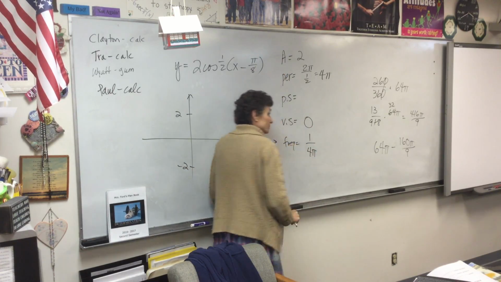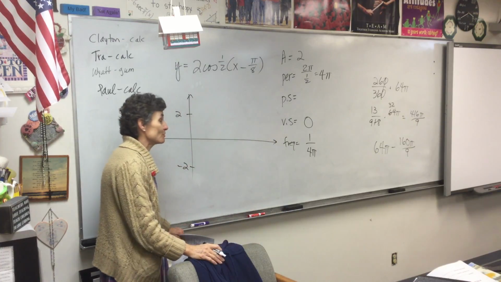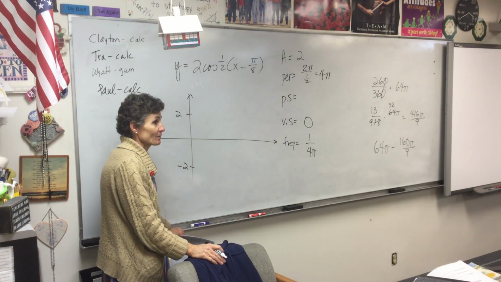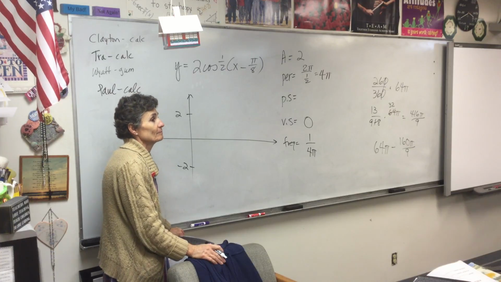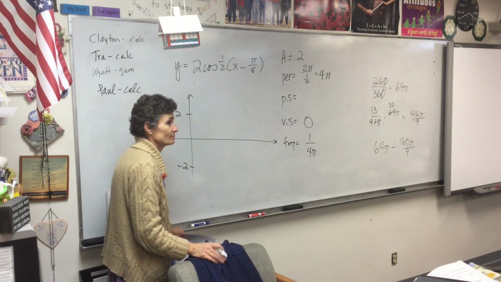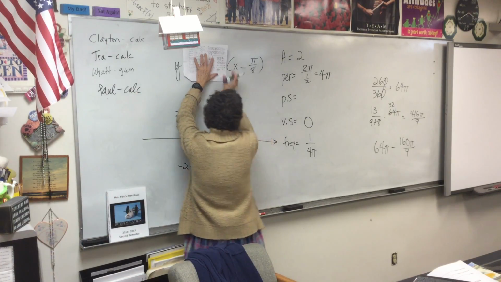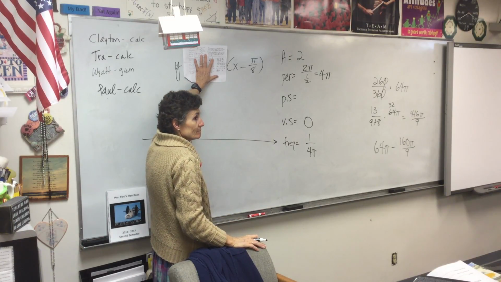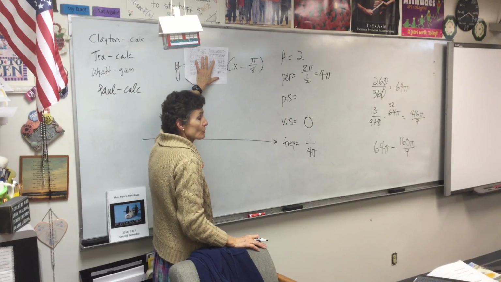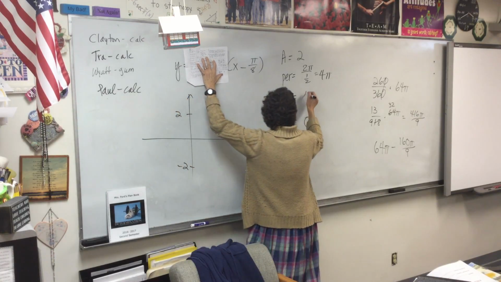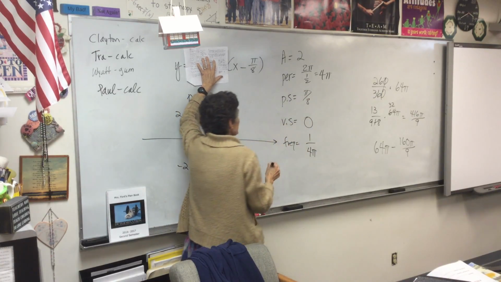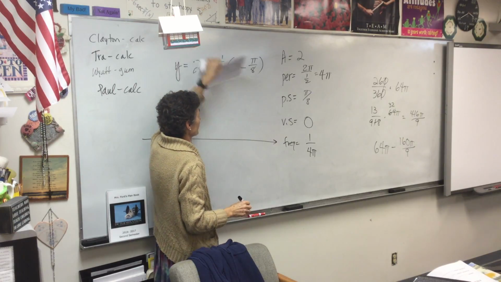Brenton, are you done? Or you want to keep going? Oh, I'll keep going. All right, what's our phase shift? So our phase shift is, you gotta do, oh okay, just positive. Goes to the right, pi over 8. There's your phase shift. Positive pi over 8.